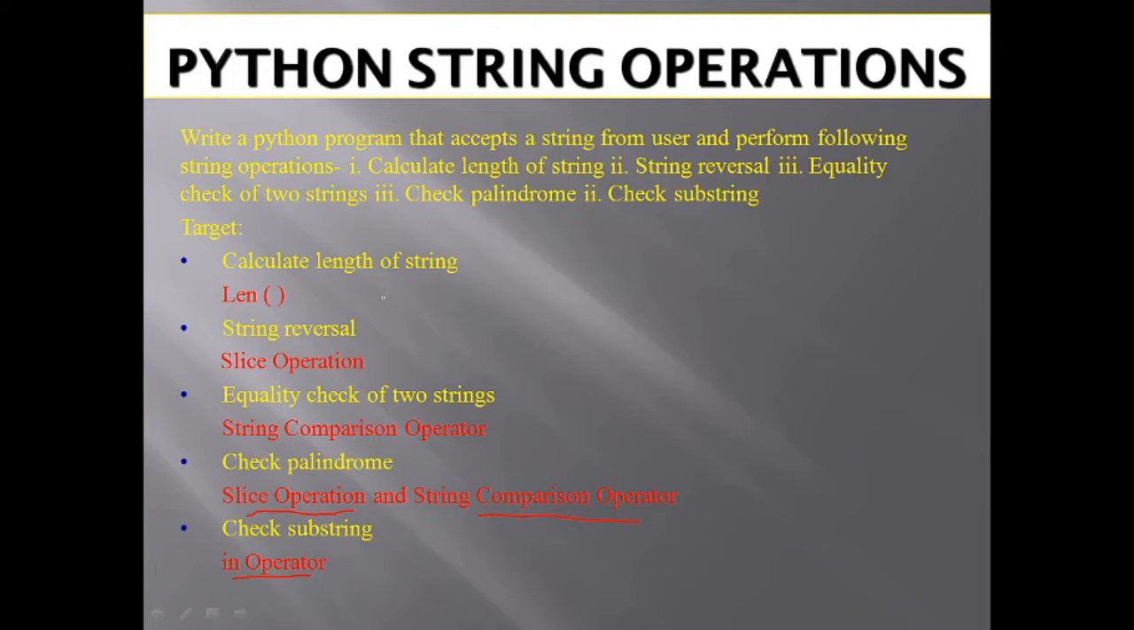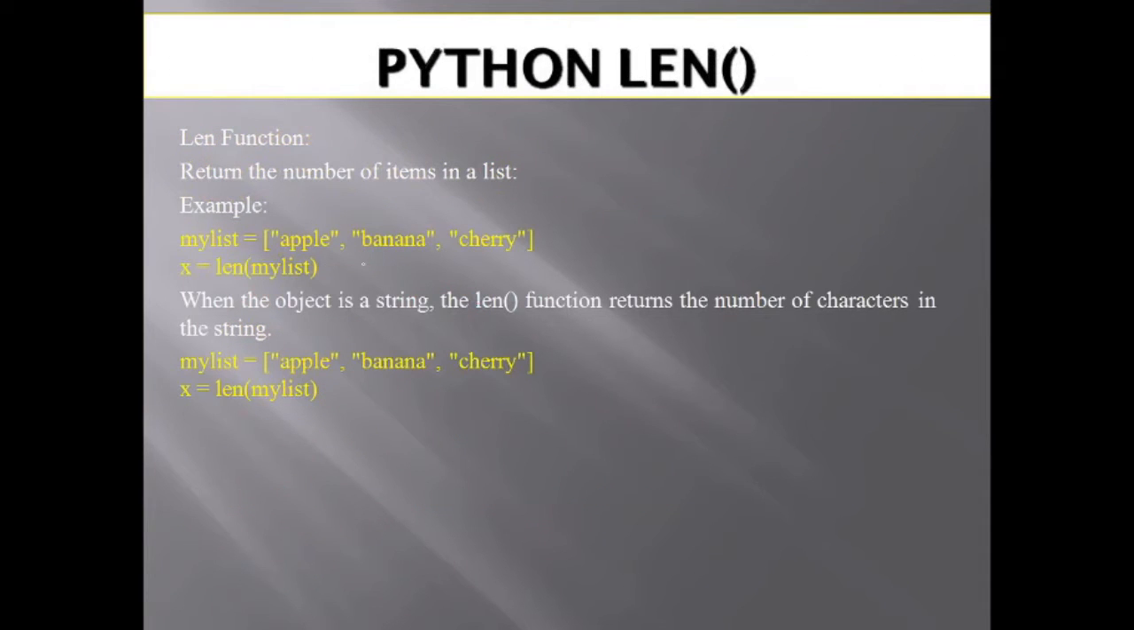First of all, we will see what is meant by the len function. The len function returns the number of items in a list. For example, see here, my list is a list. Now, what is meant by a list? A list is always enclosed with square brackets. Here in this list there are three elements. The first element is apple, the second is banana, and the third element is cherry. Suppose I want to calculate how many elements there are in my list. Here x is a temporary variable, and we have taken the len function, and in the len function we have taken our input my list.